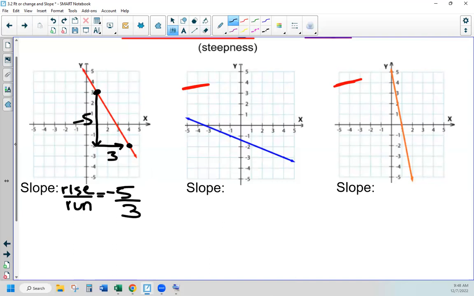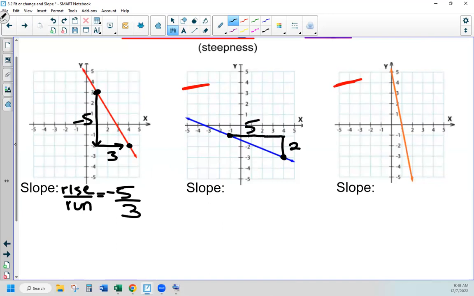So I'm going to do the next one just like that, so I can see if we understand it. All right, so the next one, let me look for 2 points. I can see that there's a point right here and a point right here. Rise over run. Up 2. And then this way we go 1, 2, 3, 4, 5.